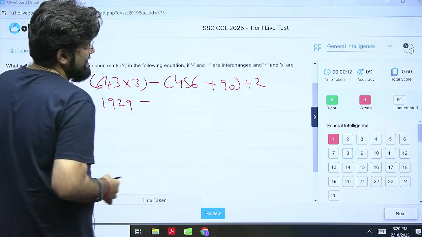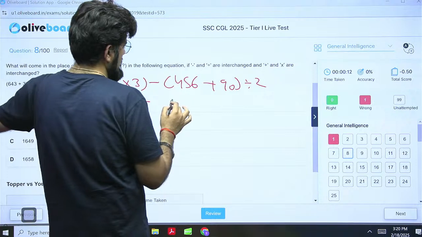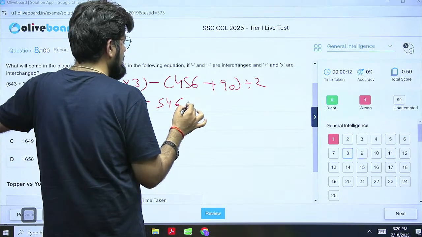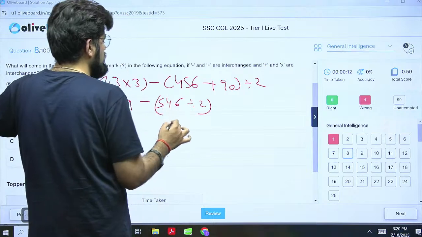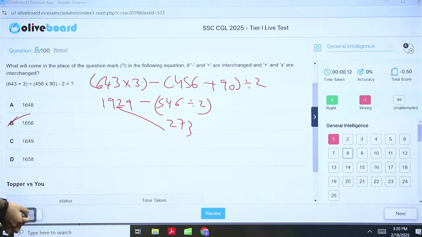Minus 456 and 90 is 546. Divided by 2. This is 273. Subtract this, you get 1656 as your right answer. Option B is the correct answer.